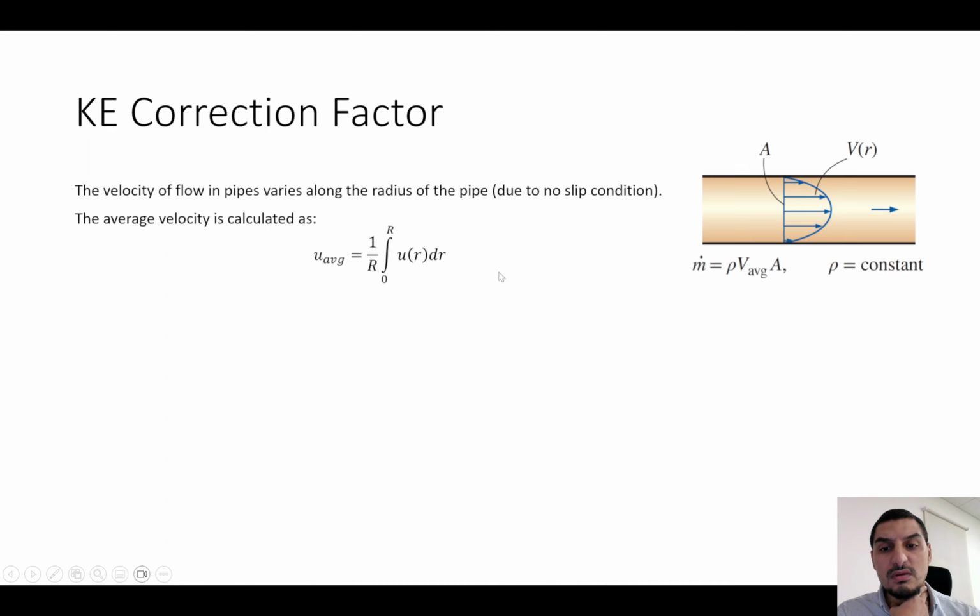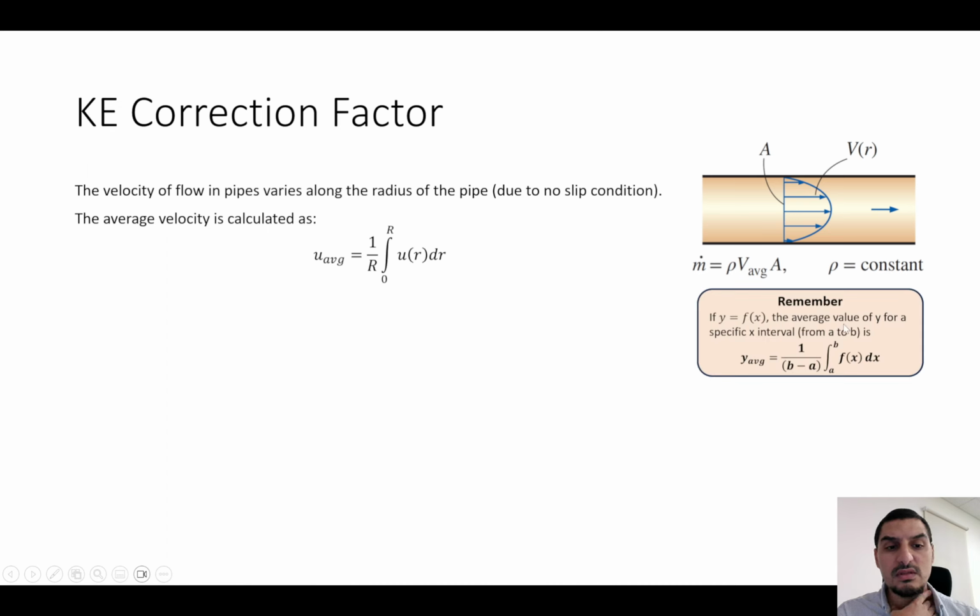So the average velocity was calculated before, or the way we expressed it before was in terms of area. Now we are putting it in terms of radius. We can put it as 1 over R multiplied by the integral from 0 to R of u r dr. This is the same thing we did before. It's the formula that we use for getting any average value. So this is the average velocity, it can be calculated using this formula.